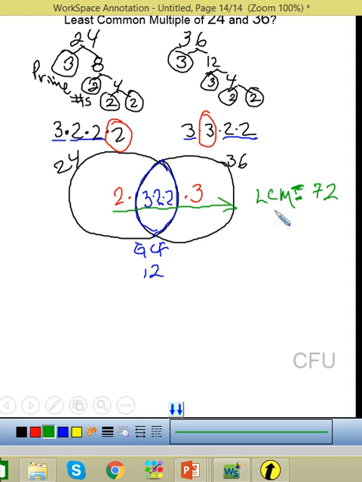Now, let me show you just another way of checking if your least common multiple is correct. Pens down, look up. Check it out. Look up to the screen. What's left over on this side? A 2. What is the opposite number? 36. What is 2 times 36? What's left over on this side? 3. What number is over here? 24. What is 3 times 24?